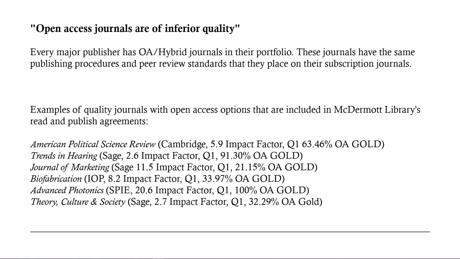Each major publisher has some sort of open access or hybrid journals in their portfolio. The peer-review standards remain the same regardless of whether the journal is open access or the article is flipped open in a hybrid journal. Below are some examples of quality journals with open access options. As a side note, each of these journals is included in one of the McDermott Library's Read and Publish agreements.